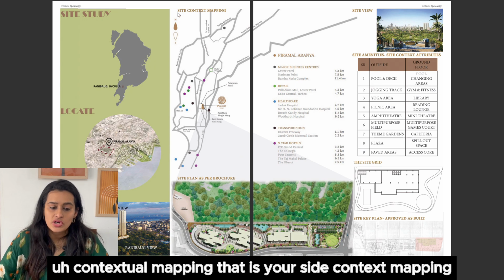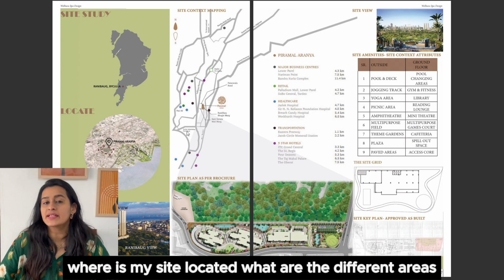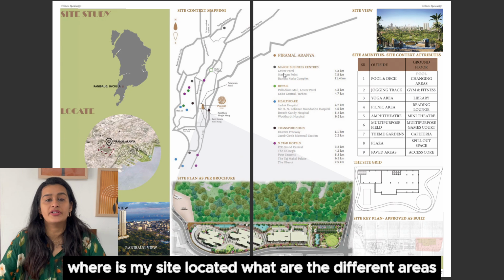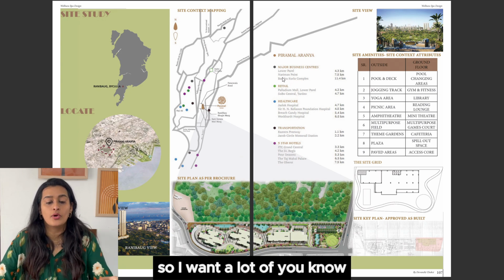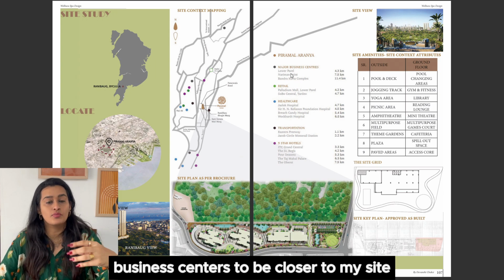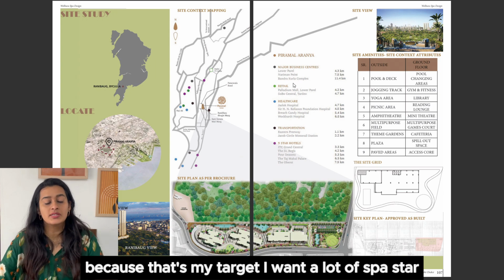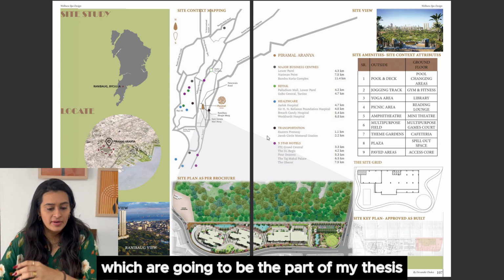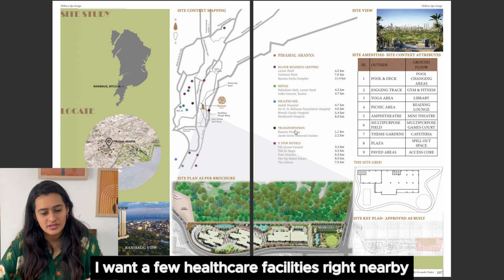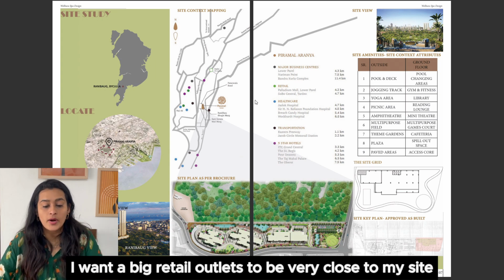Contextual mapping, that is your site context mapping. Where is my site located? What are the different areas which are closest to my site? So I want a lot of business centers to be closer to my site because that's my target. I want a lot of spa, 5-star hotels which are going to be the part of my thesis. I want a few healthcare facilities right nearby. I want big retail outlets to be very close to my site. Why?